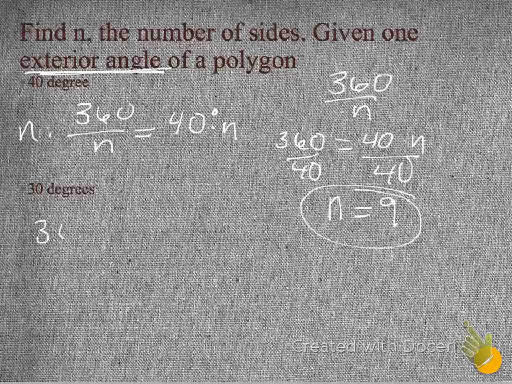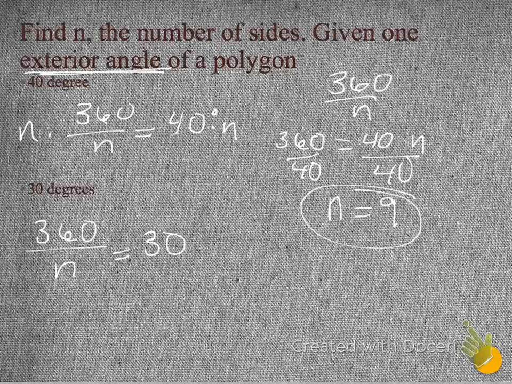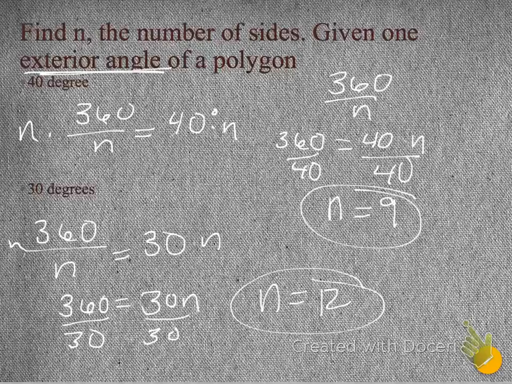So I'm going to do the same thing for my next one. 360 divided by n equals 30. So multiply both sides by n. So 360 equals 30 times n, divide by 30. So the number of sides in this one is going to be 12.